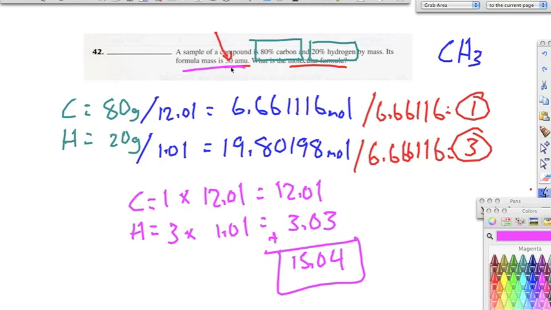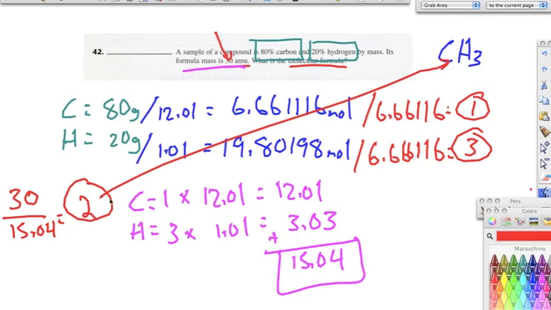Compare it to the formula mass, which is 30 AMUs. So we'll have 30 all divided by 15.04, which will give us a multiplier of 2. And this multiplier, remember, we multiply by the subscripts in the empirical formula. So our molecular formula for this compound is going to be C2H6.